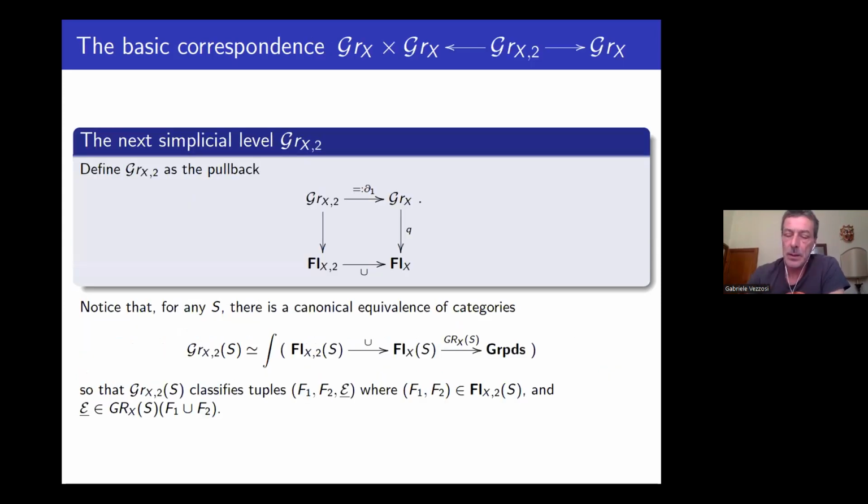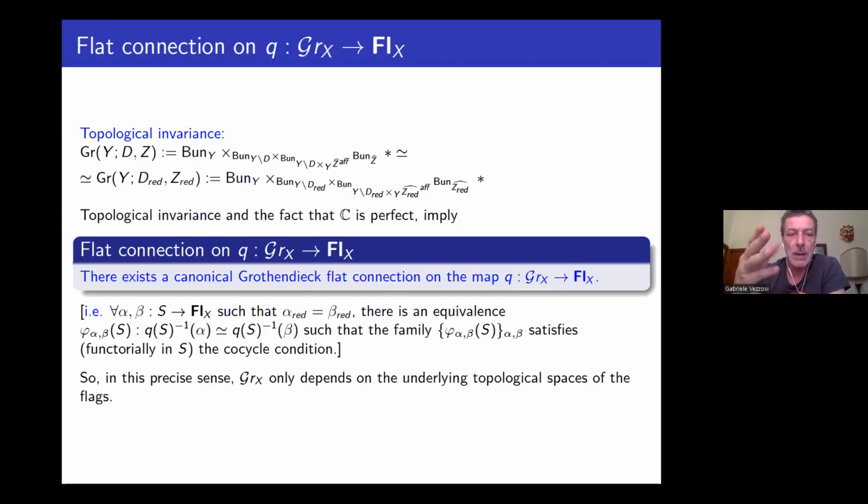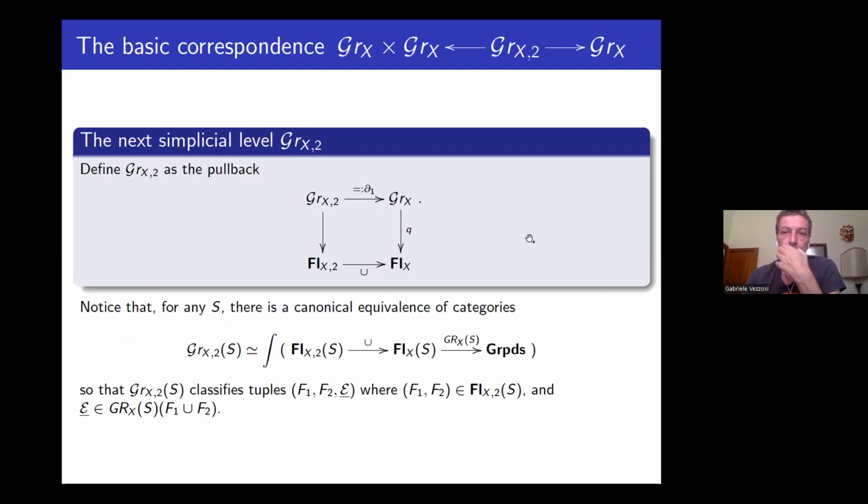So we have a map. Sorry, I go back. We have a map from the flag Grassmannian to flag of X, but flag of X is a simplicial object, and it's useful to consider it as a simplicial object because we can consider the union of flags. Then what we want to do is to extend the flag Grassmannian of X to a full simplicial object. So we do it like this. We take the map Q, which goes from the Grassmannian of X to flag of X, which forgets the bundles and keeps only the flags.